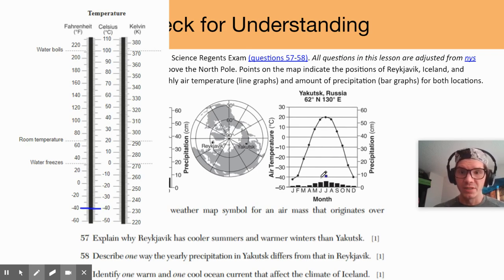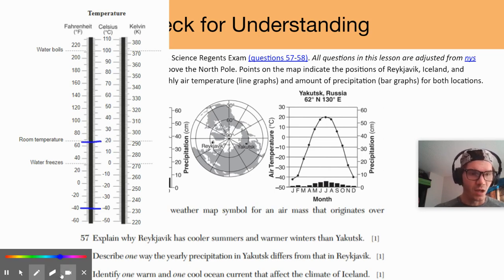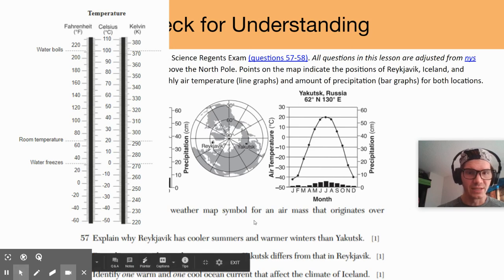In the summer months, in June, July, and August, it looks like it gets to be about 20 degrees Celsius. So for us, it's about room temperature, about 68 degrees. So that's what it's like in Yakutsk. Let's take a look at some of these questions and some of the other resources in the ESRT.